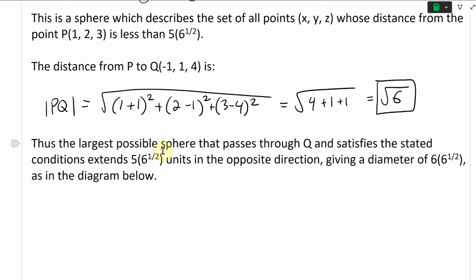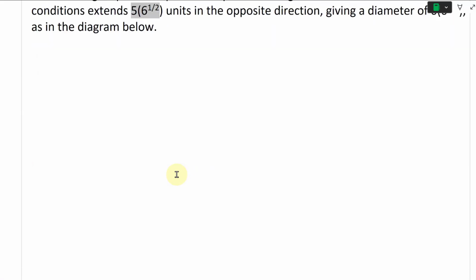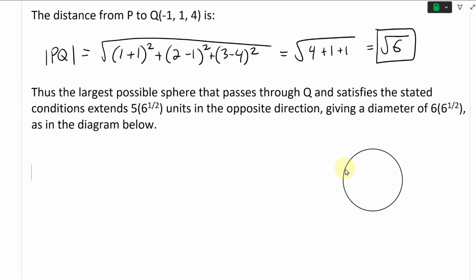Thus the largest possible sphere that passes through Q and satisfies the stated conditions extends 5 times square root 6 units in the opposite direction, giving a diameter of 6 times square root 6, as in the diagram below. Here, instead of a circle, is just a placeholder. We'll modify it in a bit.